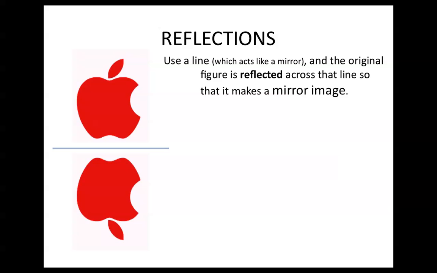Okay, now that line, it's kind of like a mirror to make a mirror image. It's also kind of like a fold line. If you pictured this screen as a piece of paper, and you folded that piece of paper across that line, wouldn't the two apples overlap each other perfectly? Well, that fold line or that mirror line is what we call a line of reflection. Pretty simple concept. It's the line that you use to make your reflection.